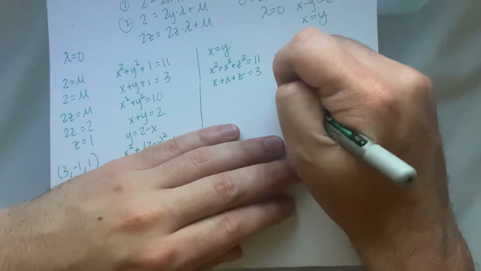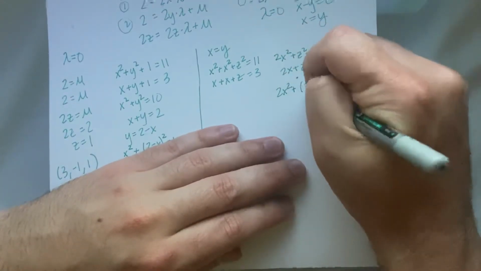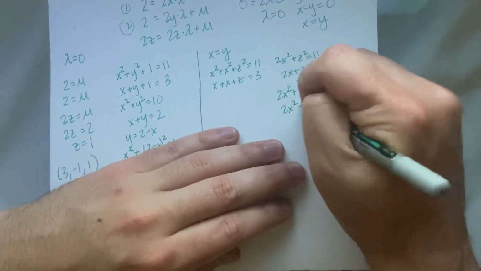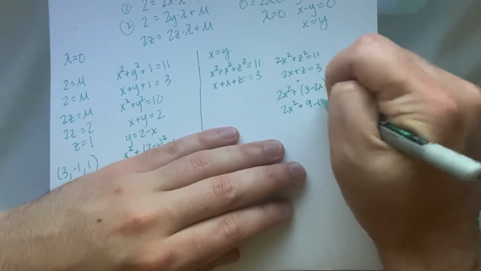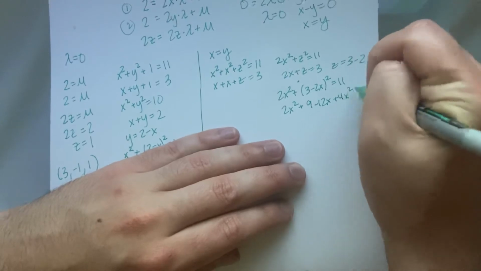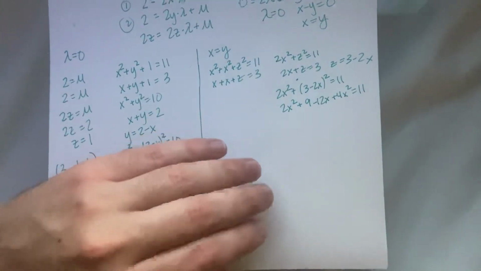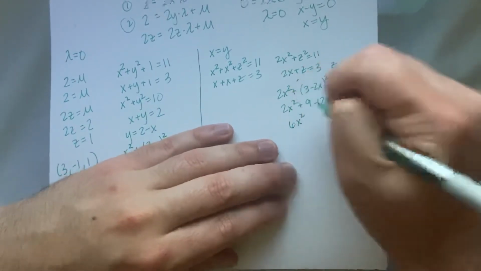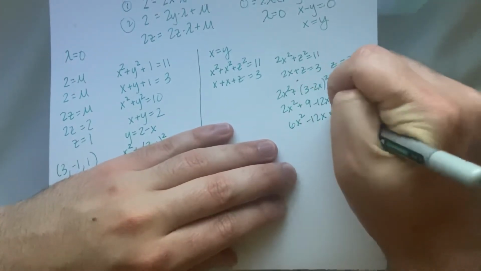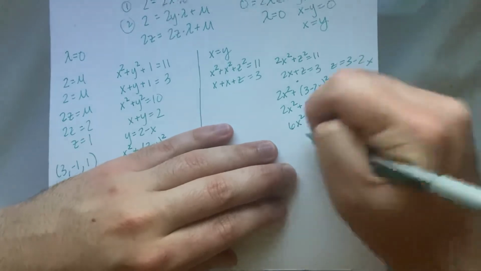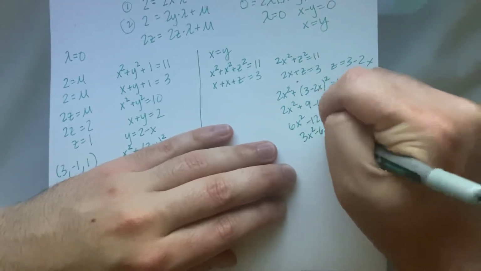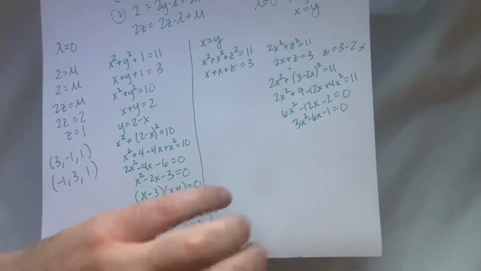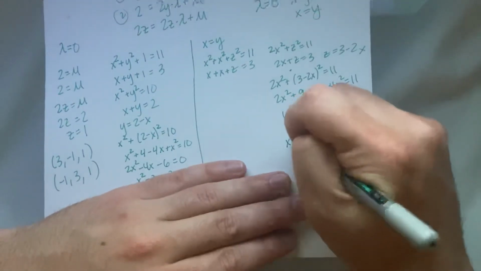Substitute it in: 2x squared plus (3 minus 2x) squared equals 11. It's 2x squared plus 9 minus 12x plus 4x squared is 11. Move everything to one side: 6x squared minus 12x minus 2 equals 0. So 3x squared minus 6x minus 1 equals 0. Unfortunately, that doesn't have a factorable solution, so we need to use the quadratic formula.